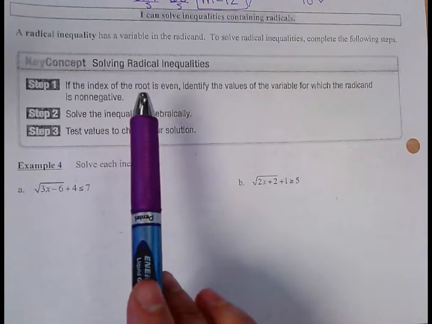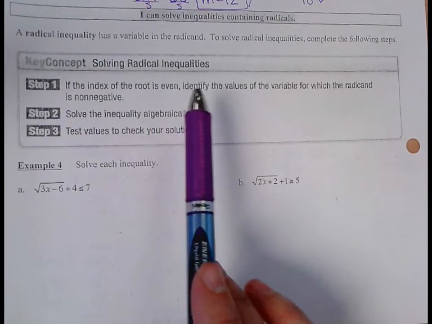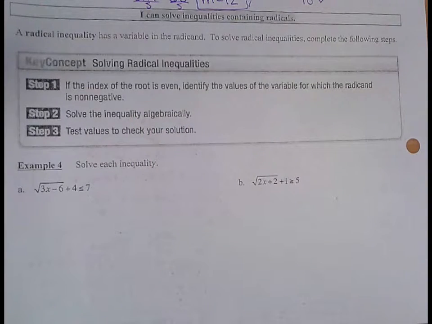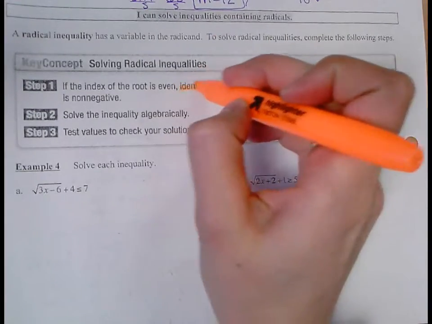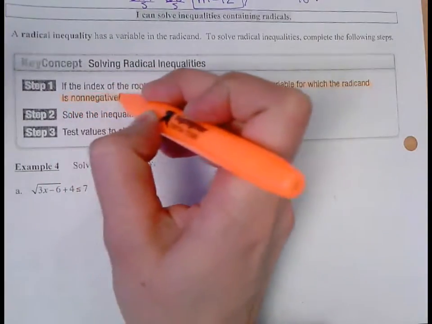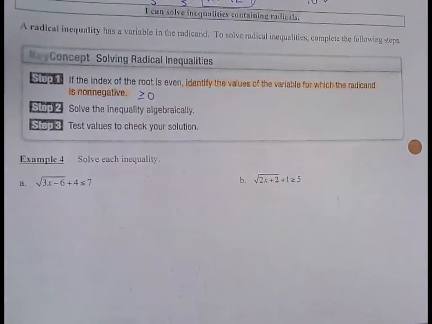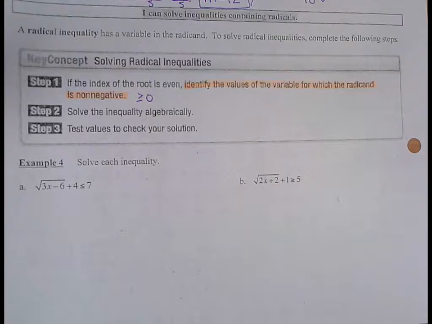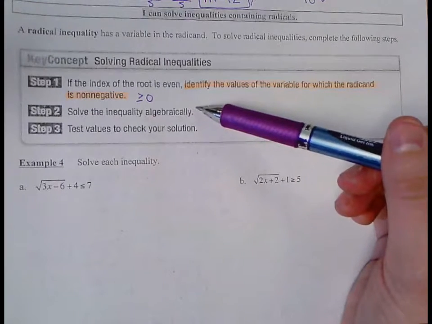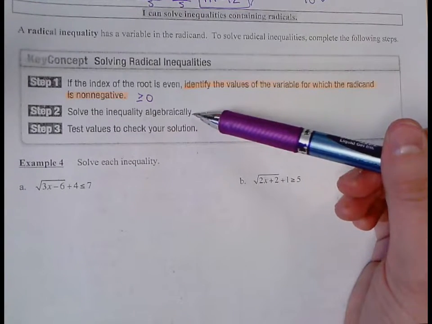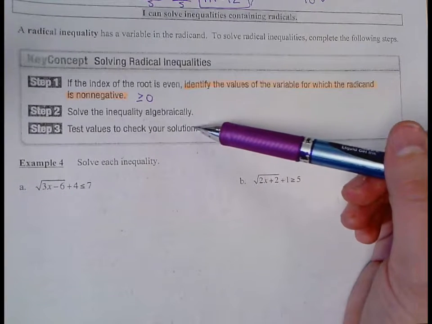It says if the index of the root is even, you identify the values of the variable for which the radicand is non-negative, and non-negative means that it would be greater than or equal to 0. So 0 or positive. So it's as if you have to find the domain of the radical term first, because you have to make sure x is not a value that would make the square root negative.